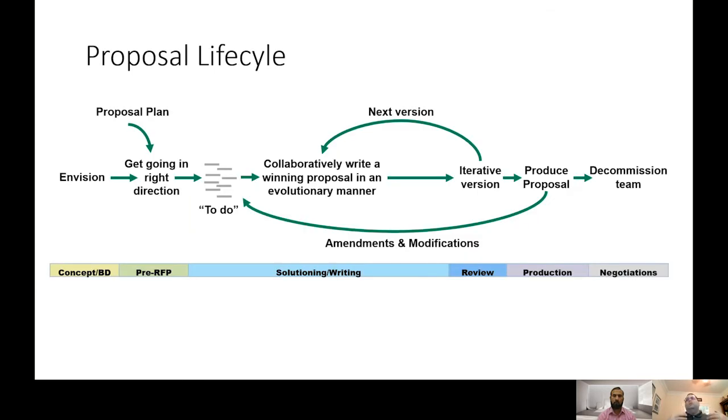So in a particular proposal life cycle, you can go through this entire life cycle with sprint versions, going from envisioning the proposal, getting your plan together, collaboratively writing the proposal, and doing iterative versions to producing the proposal, and then decommissioning your team, and doing all of these things with sprints.